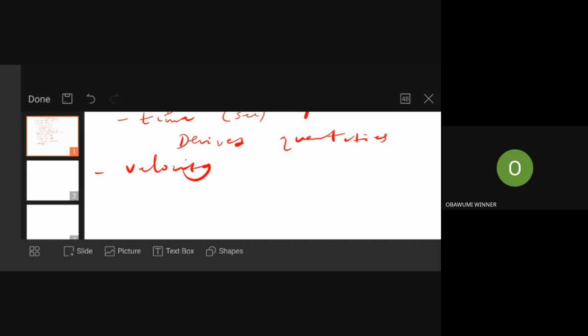Displacement over time. I didn't hear you. What is the derivation for velocity from your elementary physics? How do you derive velocity? Displacement divided by time. Thank you. Displacement divided by time.